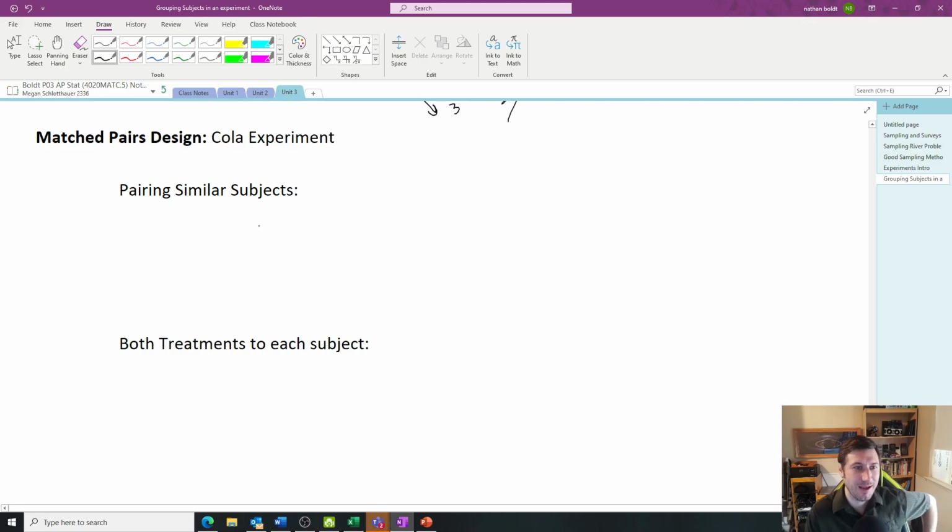All right, so matched pairs is our last one. This one isn't too complicated, but it kind of has two subgroups to it. Pairing similar subjects and giving both treatments to each subject. So again, let's take our Coca-Cola experiment as our example.